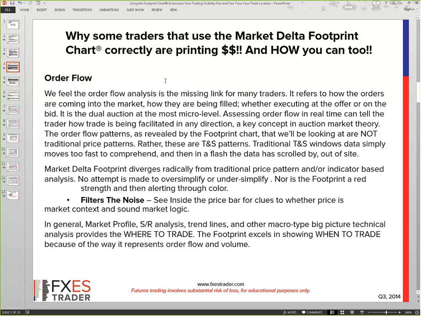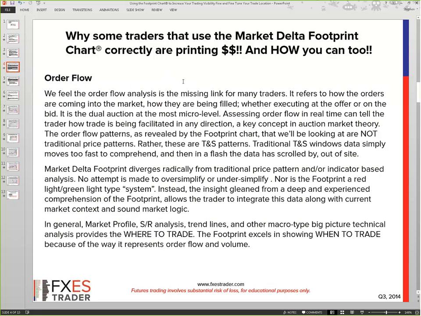So moving on, order flow. Okay, everybody has a different opinion of this, but in our opinion, we feel order flow analysis is really the missing link for a lot of traders. I mean, it is not difficult to take all the different types of indicators and chart types and patterns and Fibonacci retracements and waves and all the different geometric and technical analysis on a chart and figure out where all the support and resistance zones are.